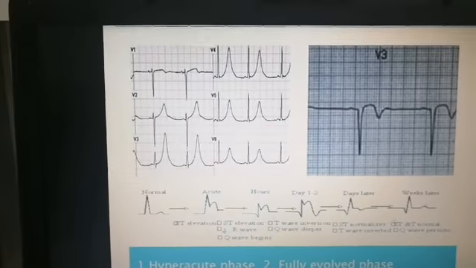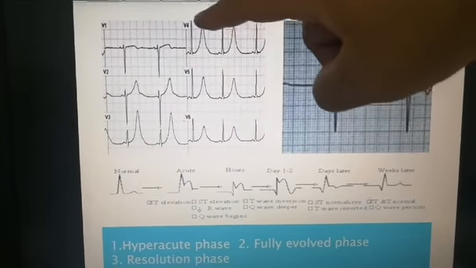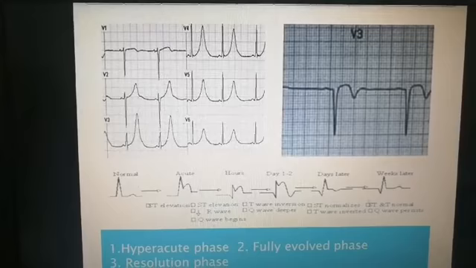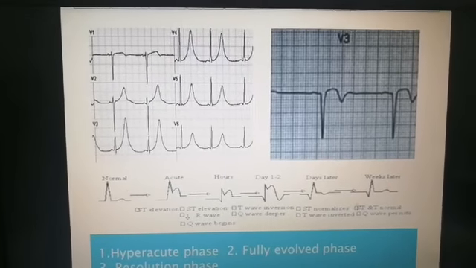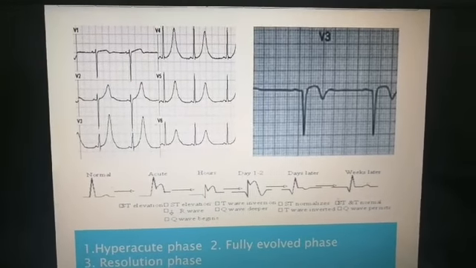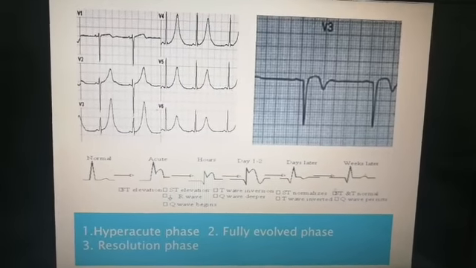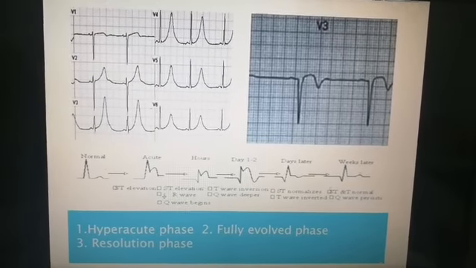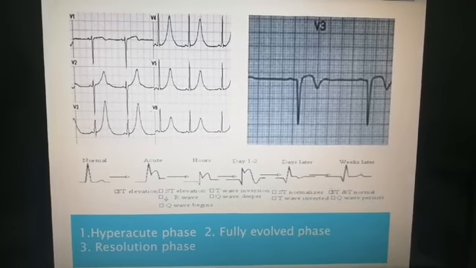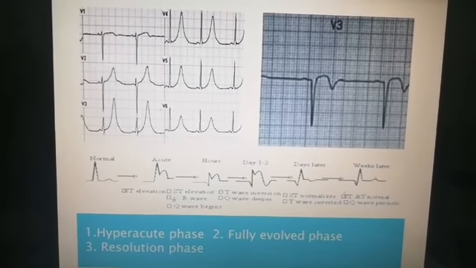You can see here how the T waves are tall. These are tall, tented T waves because of the release of potassium from the myocardium. And there is also ST elevation. This is the hyperacute phase. The first diagram is of the hyperacute phase, and the second is of a fully evolved phase, where there is also a Q wave. I will show you in the third diagram how the Q wave forms.